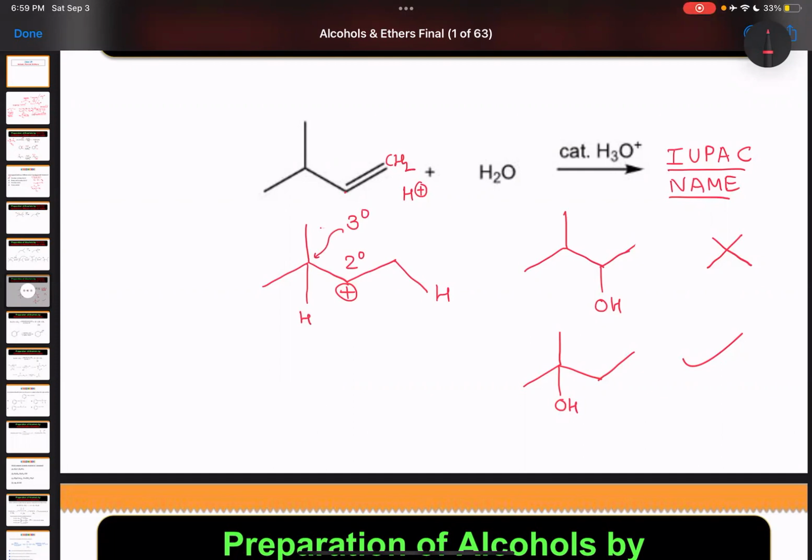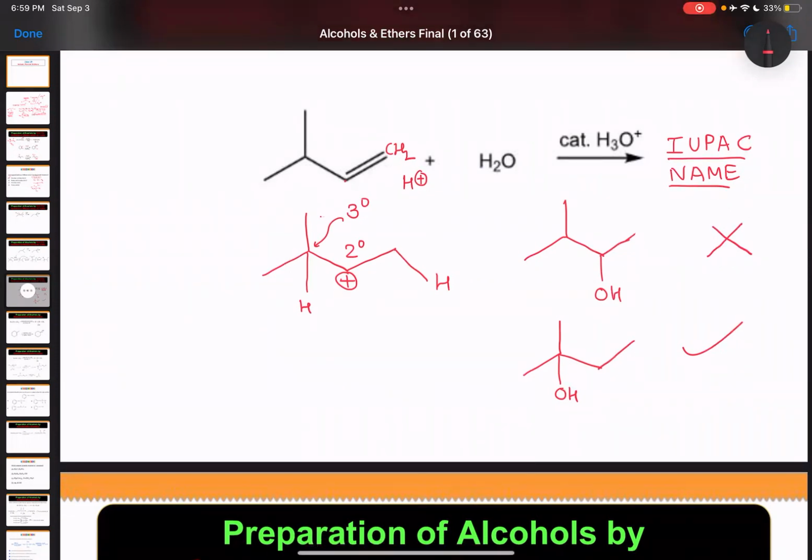We already have a lot of groups present at this position. So how can it come here? So one group needs to be shifted. Who is going to get shifted? The one having more migratory aptitude, the one who can shift more easily, and that group is H. Then you have phenyl, then tertiary carbon, secondary carbon, primary carbon, and then you have methyl. This is the migratory aptitude.